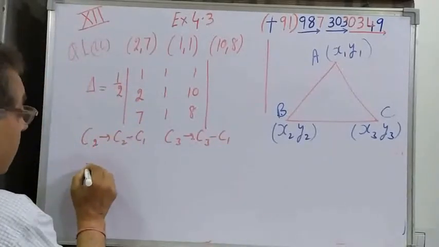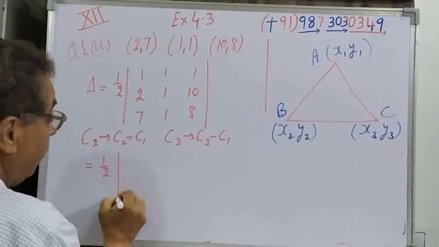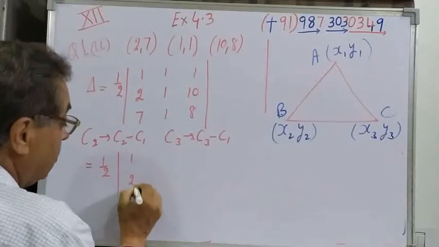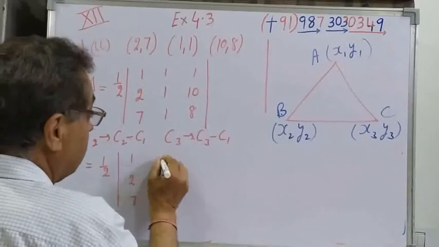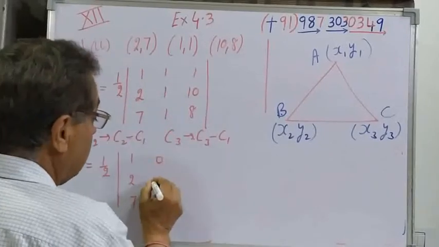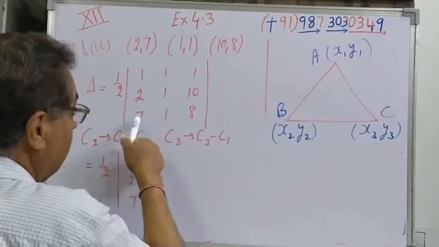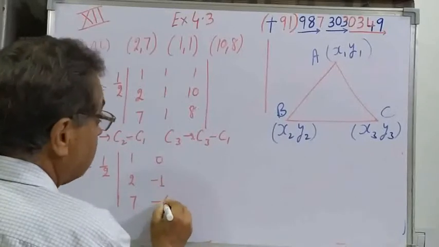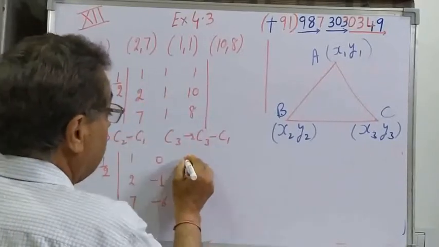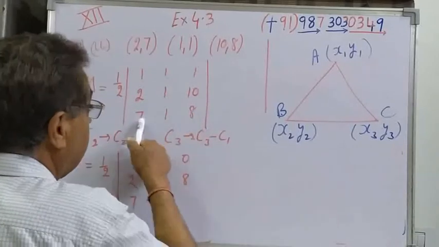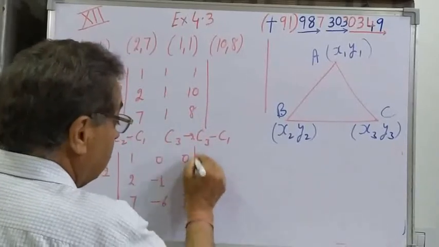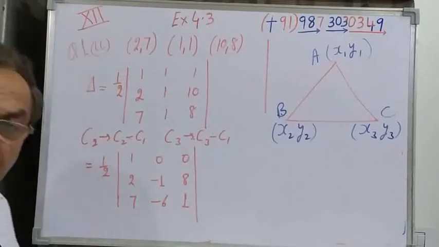So then it becomes half of 1, 2, 7; 1 minus 1, 0; 1 minus 2, minus 1; 1 minus 7, minus 6; 1 minus 1, again 0; 10 minus 2, 8; 8 minus 7, 1. So this is the determinant on simplification.